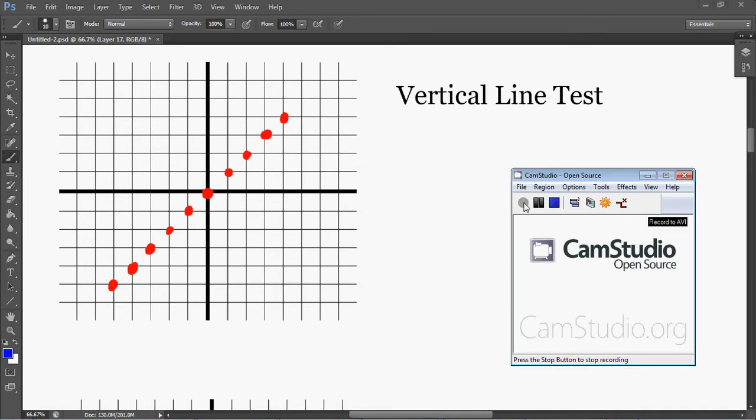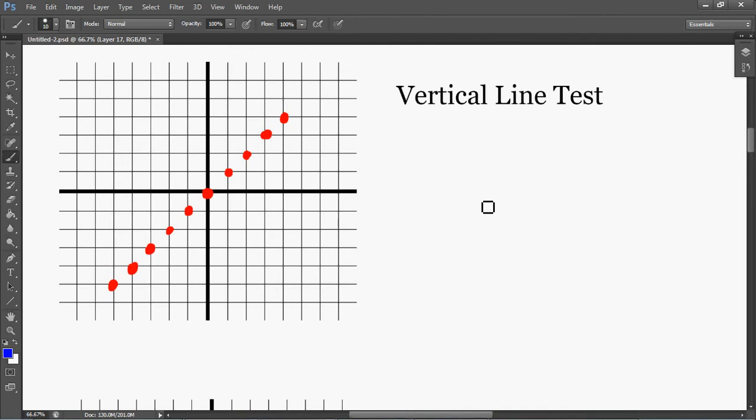There's another really fun way to tell whether a relation is a function, and it's called the vertical line test. Basically, to perform the vertical line test, you first need to graph all of the points onto a graph, and then determine whether it's actually a function. And to do that, it's kind of what it sounds like.